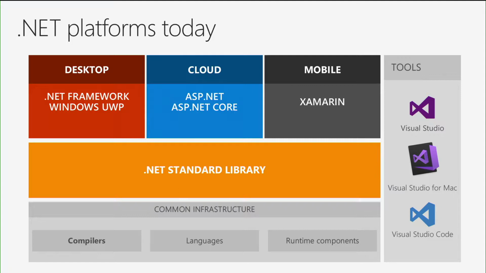This slide here displays a little bit about the platforms that we're supporting when it comes to .NET. We've got our desktop applications with UWP, the cloud platforms with ASP.NET and .NET Core, and then also mobile development with Xamarin. As we explained with the tooling, Visual Studio, VS for Mac, and also VS Code will support all your development needs across the platforms. Again, that .NET Standard library will support any of your development for any of these platforms too.